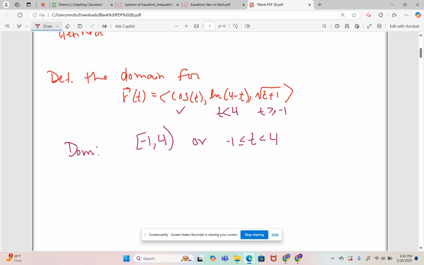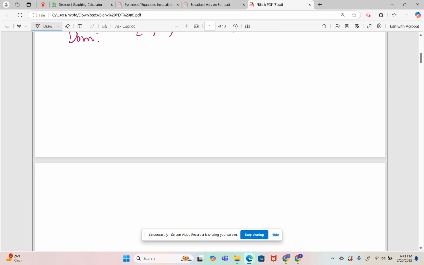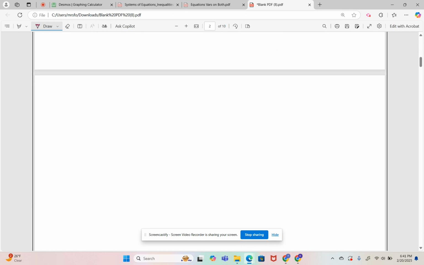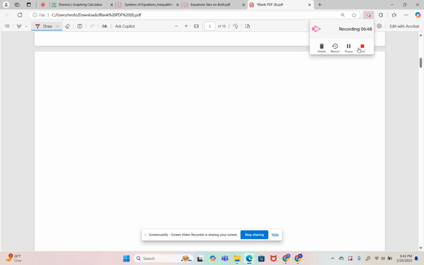And we talked a little bit about domain before. So now we're going to sketch a couple vector functions. And then we're going to do quite a little bit of different things throughout this.